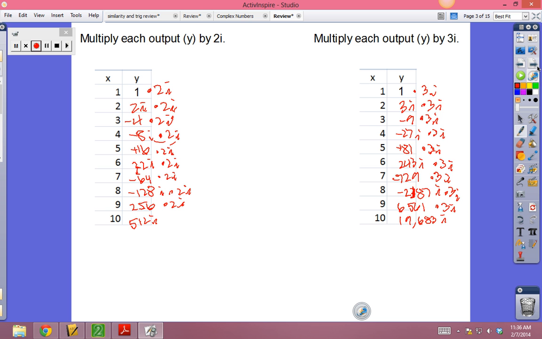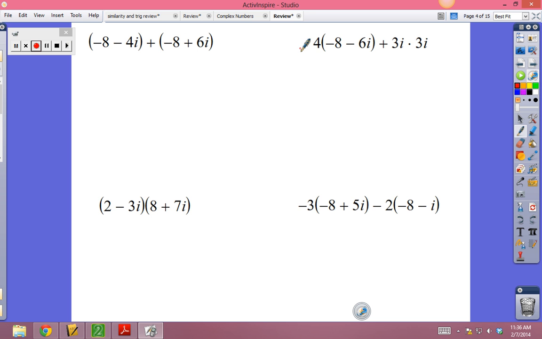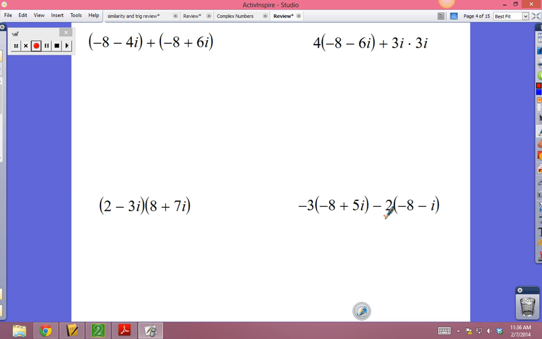Then we have got 4 problems with imaginaries. This first problem is just a plus. So I'm going to add my reals together. A negative 8 plus negative 8, negative 16. And add your imaginaries together. A negative 4 plus 6 is going to be 2 imaginaries. That's it. Negative 16 reals plus 2 imaginaries.